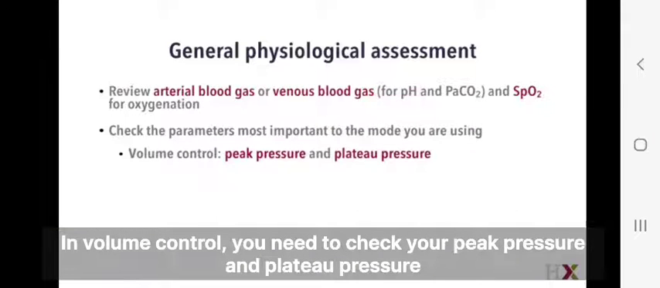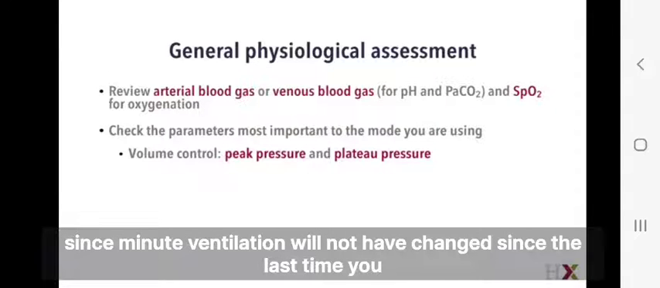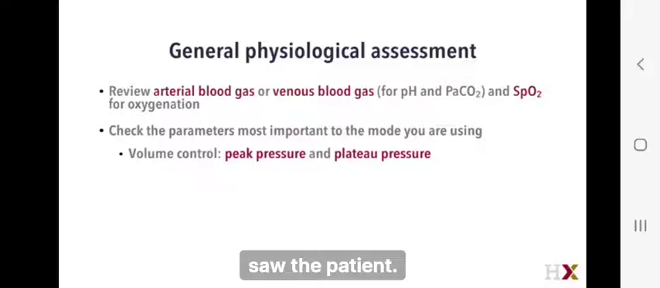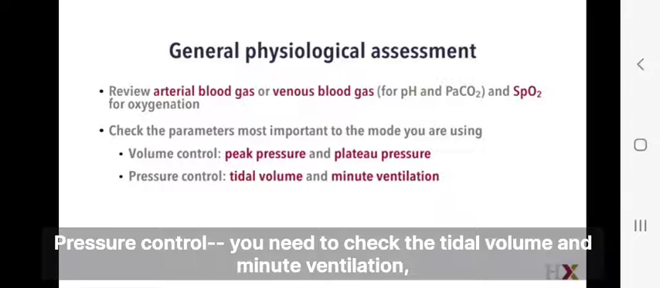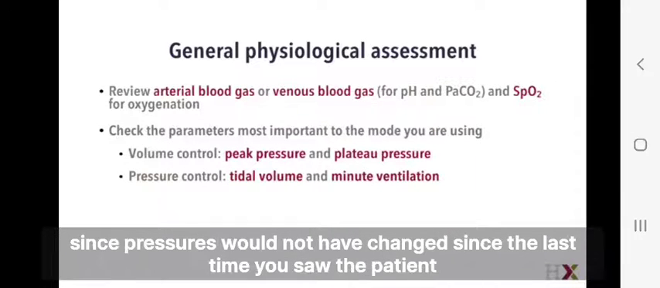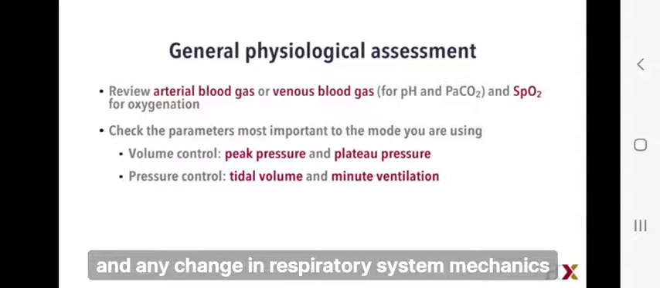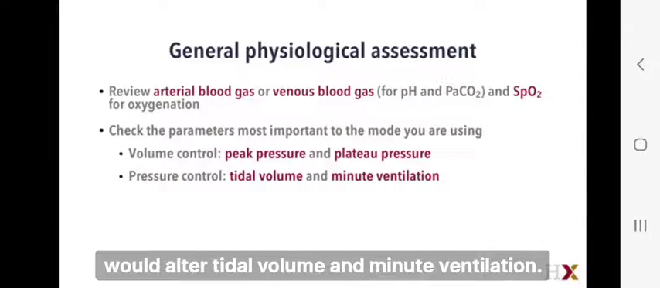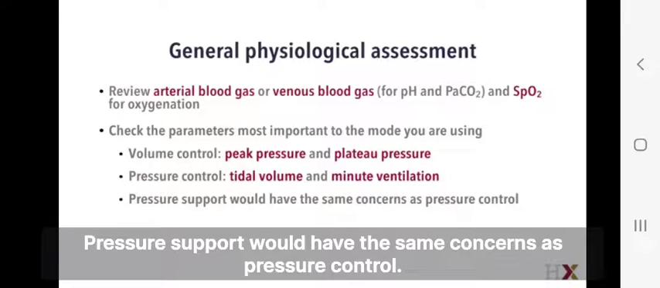In volume control, you need to check your peak pressure and plateau pressure, since minute ventilation would not have changed since the last time you saw the patient. In pressure control, you need to check the tidal volume and minute ventilation, since pressures would not have changed since the last time you saw the patient, and any change in respiratory system mechanics would alter tidal volume and minute ventilation. Pressure support would have the same concerns as pressure control.